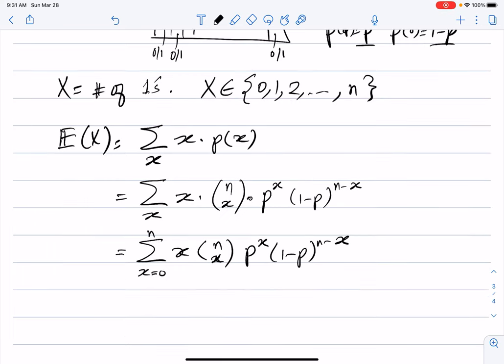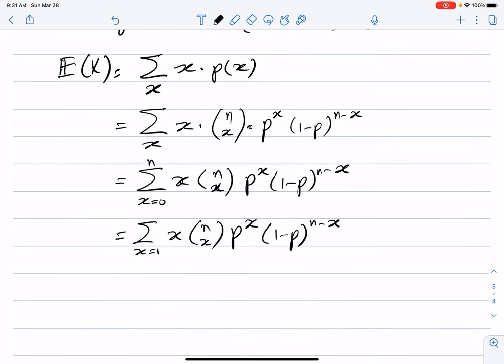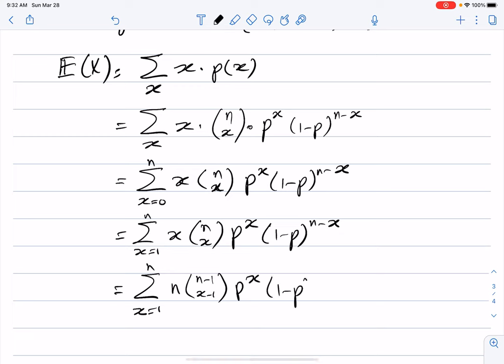Notice that x equals 0 doesn't really add anything here because we are going to be multiplying 0 by something. So this is equal to the sum from x equals 1 to n of x, n choose x, p to the x, 1 minus p to the n minus x. Now, if I want to simplify this sum, x times n choose x is the same as n times n minus 1 choose x minus 1, and this is p to the x, 1 minus p to the n minus x.